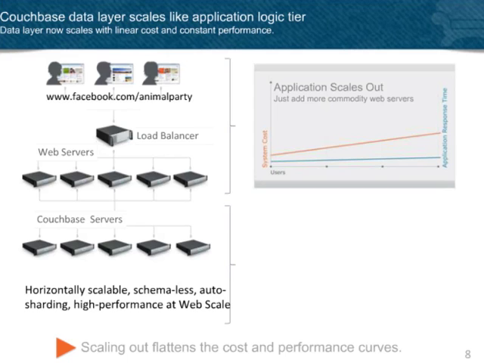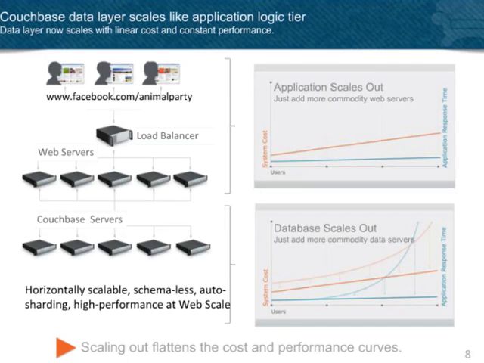So the goal is that if you're using Couchbase and your performance curve tends to go up exponentially by adding more servers, what you can do is flatten that curve, maybe linearly, or at least close to linear as possible.